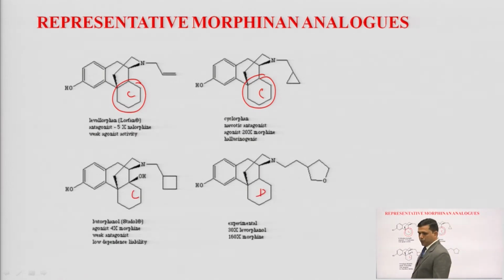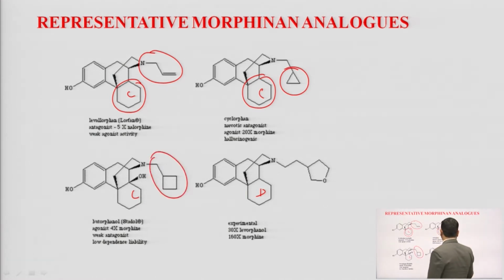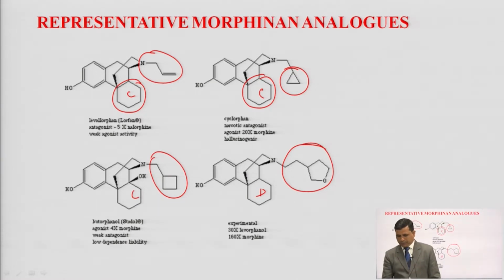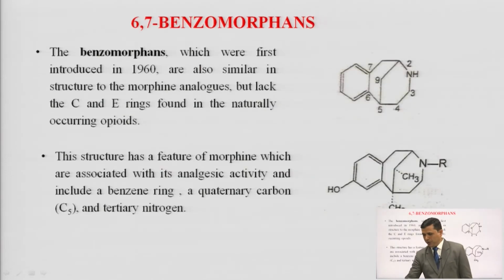See here, there is no substitution in levorphanol, cyclorphan, or butorphanol, or the one experimental compound. Here the nitrogen substituents are CH double bond CH double bond CH2, cyclopropyl, butyl group and furan ethyl. So, these are some important members of the morphinan analogues: levorphanol, cyclorphan and butorphanol.